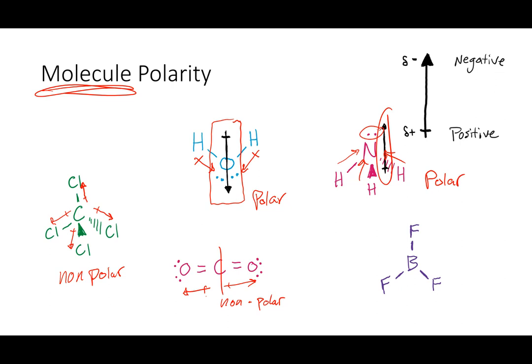Okay, and you'll see that the shapes dictate the polarity. Okay, so bent molecules are polar, trigonal pyramid molecules are polar. Okay, trigonal planar molecules can sometimes be polar, but in this case, it is nonpolar because these three dipoles cancel each other out because this is 120 degrees on each side, right?